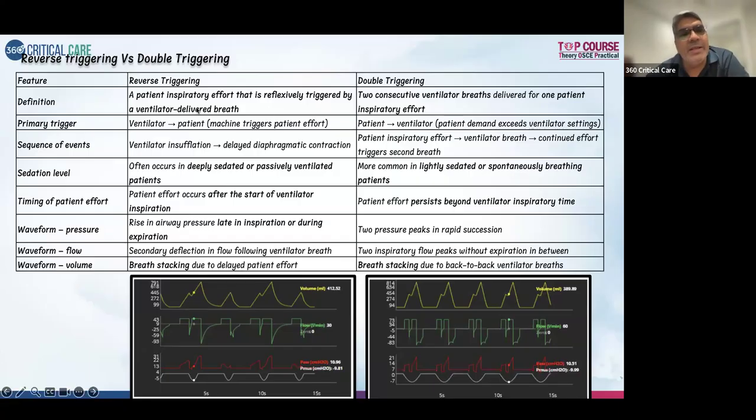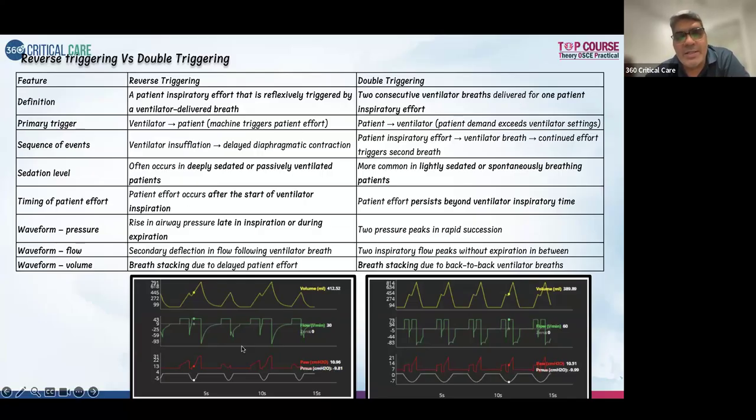So we know reverse triggering happens because of a patient inspiratory effort that is reflexively triggered by the ventilator-delivered breath. So the ventilator gives a breath and somehow the diaphragm senses that there is some air coming in or some sort of stimulation to the diaphragm, and the diaphragm contracts after that, causing another inspiration. So that's the mechanism of how reverse triggering happens. We talked about that. Now double triggering is when the neuronal time for breathing for the patient is more than the set time. So he needs to breathe more compared to what he is allowed to. Okay. So in that case, 2 consecutive ventilator breaths are delivered for the patient's inspiratory effort.